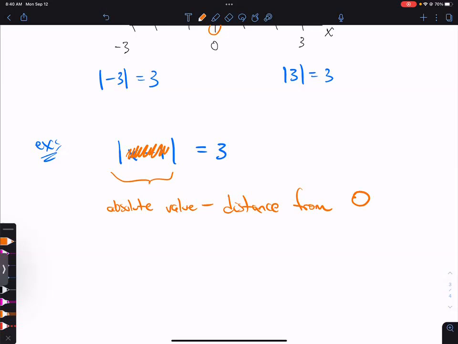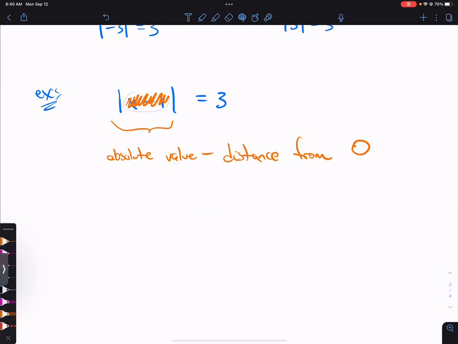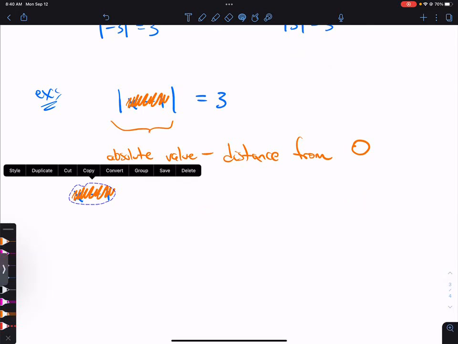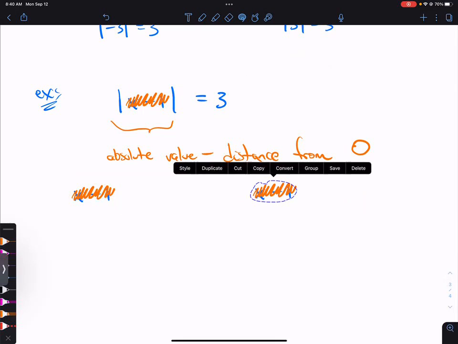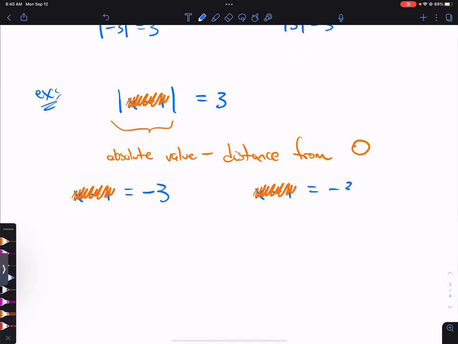Okay, well, if that's distance from 0, then what this says is that whatever this thing is can either be where or where? One more time, Will. 3 or negative 3. Because again, number line sense, it's 3 this way or 3 that way. Doesn't matter yet what's inside the thing, right?